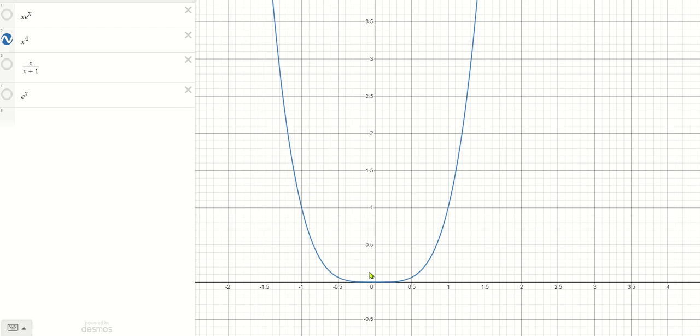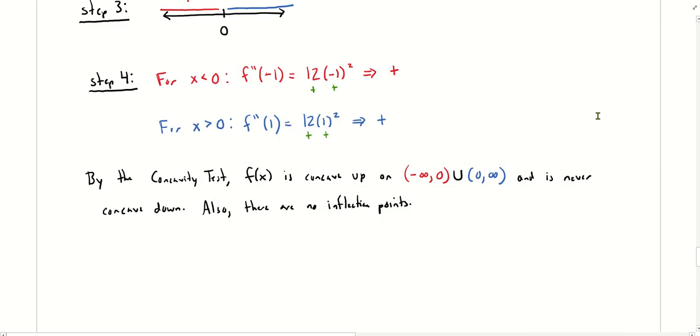So it's a pretty boring function to look at, but it's useful for emphasizing how we need to be careful writing the intervals of concavity and how we need to be careful about our definition of an inflection point. So even though it's a kind of a boring example, it's a good one. It's a useful one.